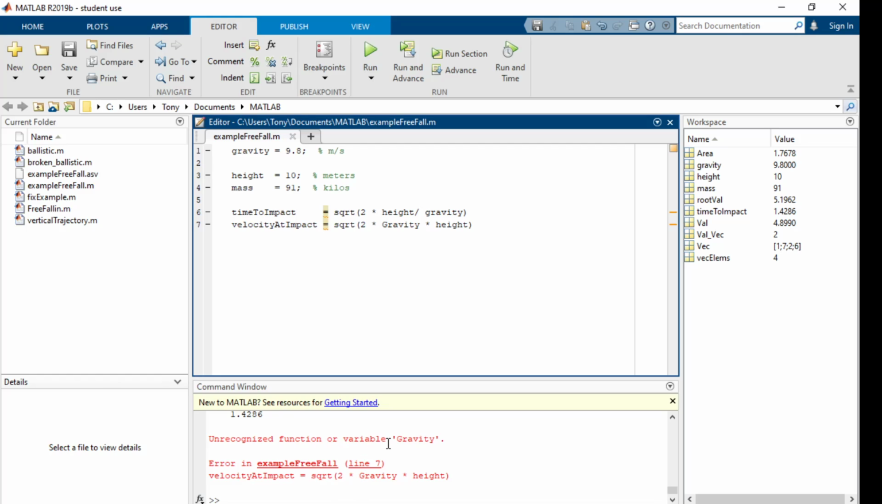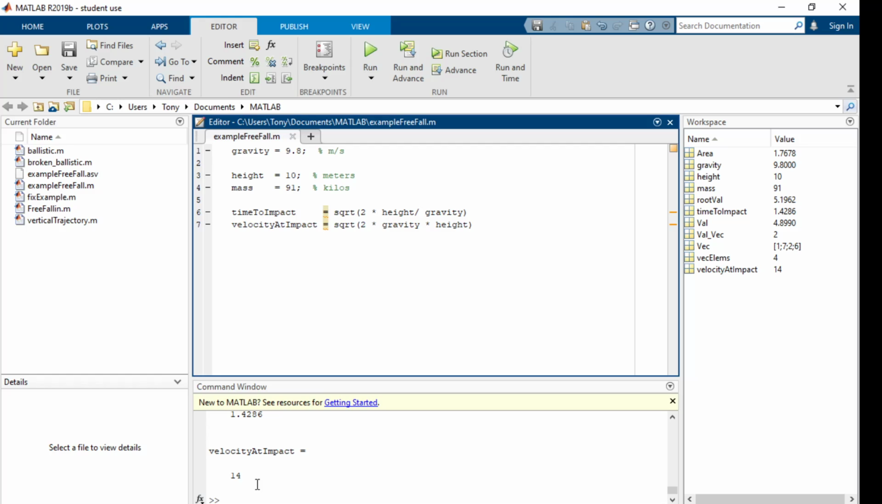So I run this again. Gravity with a capital G, unrecognized variable gravity, because Matlab is case sensitive. So I can do lowercase g gravity, and that comes back. It's 14 meters per second when it hits. So if I fall 10 meters, then I'm doing slightly faster at that point.